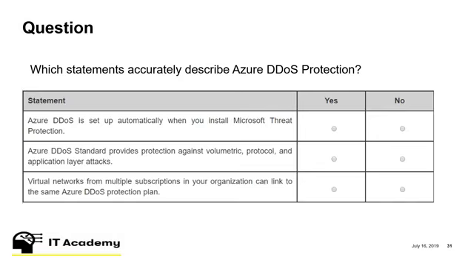Statement 1. Azure DDoS is set up automatically when you install the threat protection. Statement 2. Azure DDoS standard provides protection against volumetric, protocol, and application layer attacks. Statement 3. Virtual networks from multiple subscriptions in your organization can link to the same Azure DDoS protection plan. What we need to do now is use the mouse to click on the correct answer for each statement, indicating whether it's true or false.